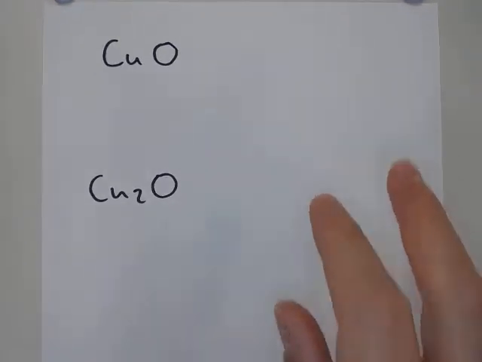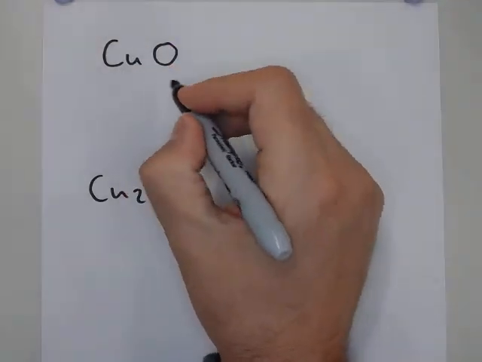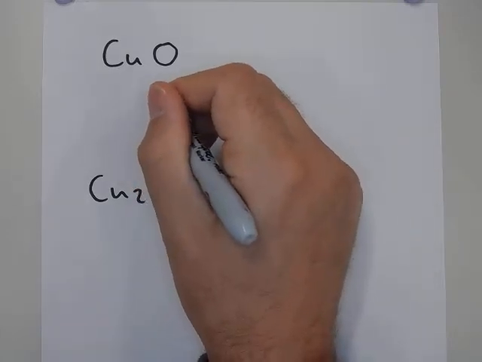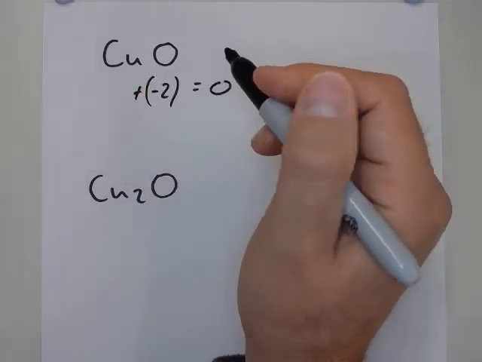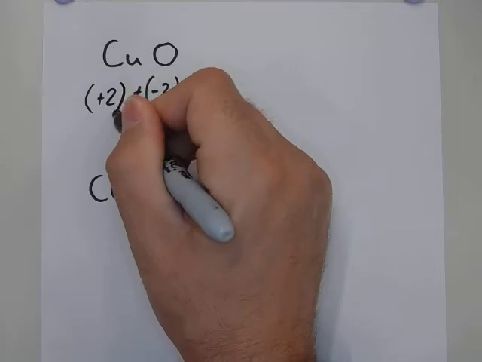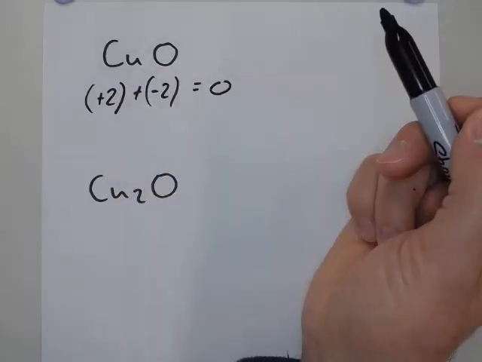So if I take CuO first, we're going to apply our rules. You can see the total charge here is 0. We know the oxygen is -2 in a compound. This is not an exception. So to make that 0, the copper has to be +2. So the oxidation state of copper here is +2.